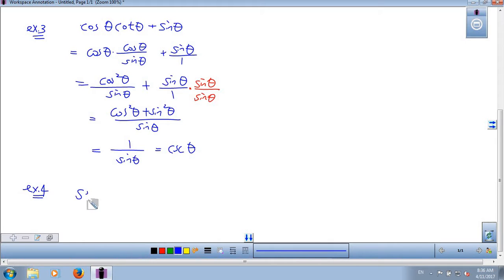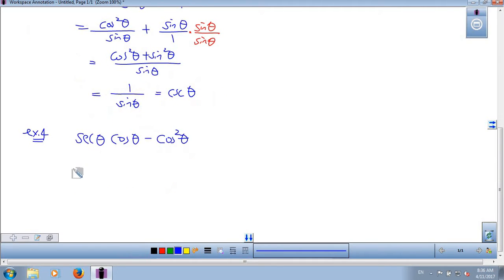Okay, now let's go ahead and try this. Secant theta, cosine theta minus cosine squared theta. Now, first of all, I recognize secant and cosine. Secant times cosine is equal to 1 because they are reciprocals of each other. So this becomes 1 minus cosine squared theta, and this becomes sine squared theta. Okay, so that one was quite straightforward.